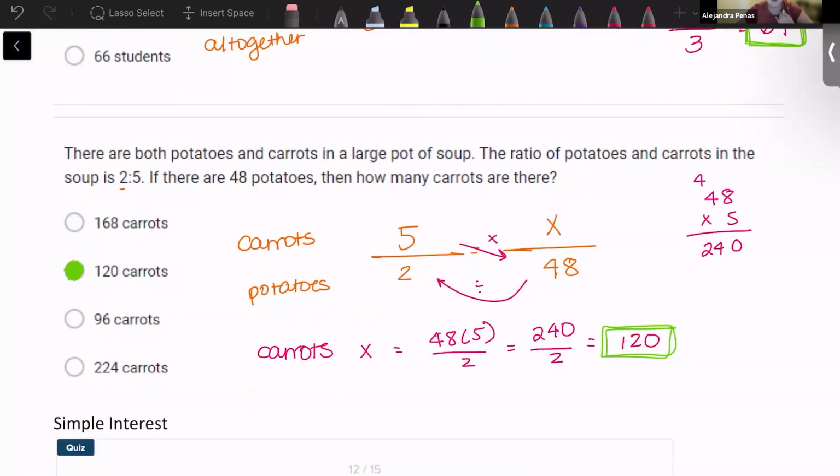Any questions so far? Anything at all that confuses you guys? Anything you need me to clarify for you? Where do you know when to add 5 and 2? That's a great question.